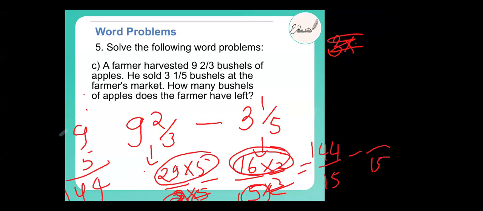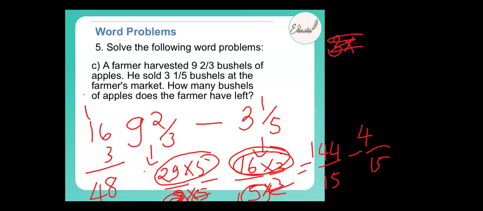What is 16 into 3, Anis? We'll just solve this down as such. 6 into 3 is 18, 1 is carried. 3 into 1 is 3, plus 1 is 4, which is 48. So this is your answer.